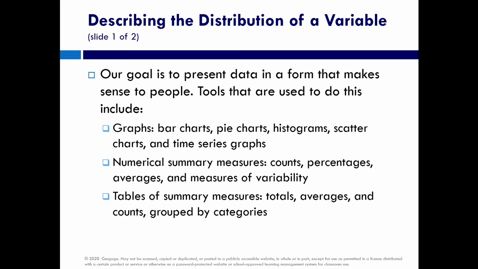We look at describing the distributions of a variable. Our goal is to present data in a form that makes sense to people. Tools that are used to do this include graphs, bar charts, pie charts, histograms, scatter charts, and time series graphs. Numerical summary measures include counts, percentages, averages, and measures of variability. Tables of summary measures include totals, averages, and counts by group categories.